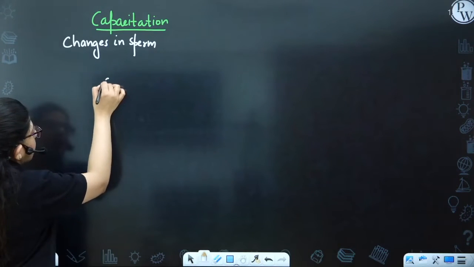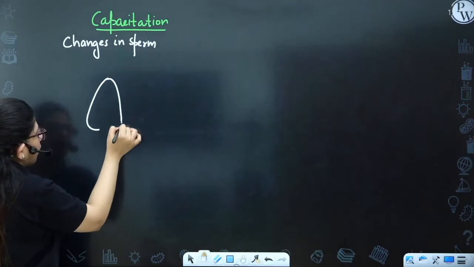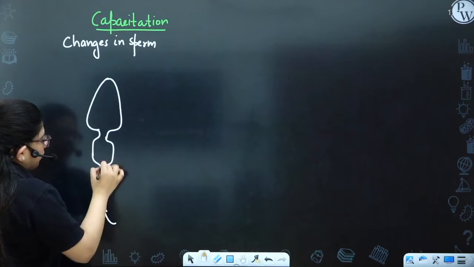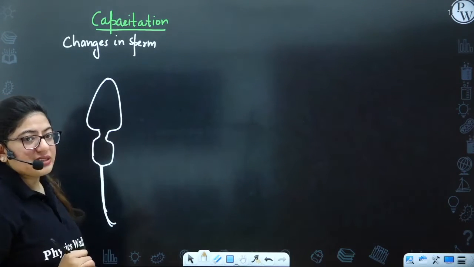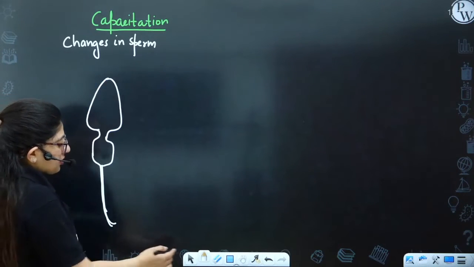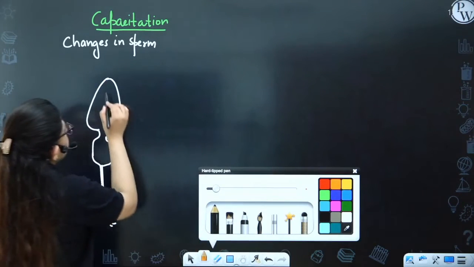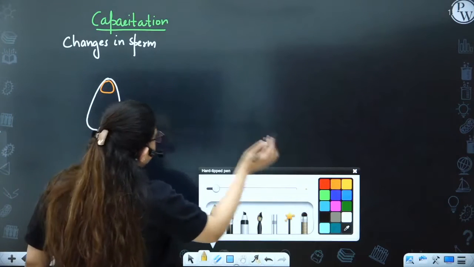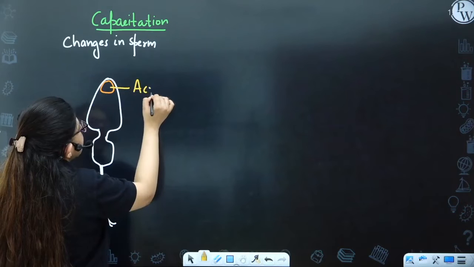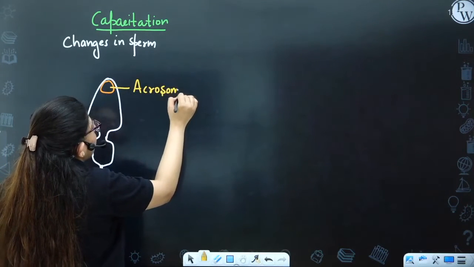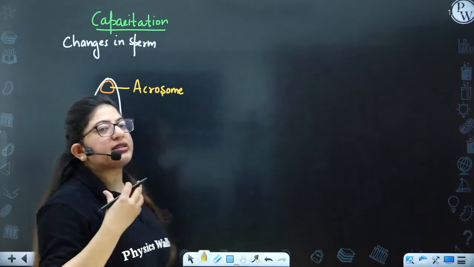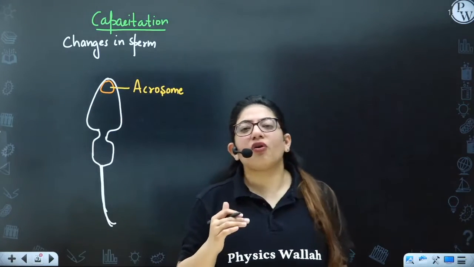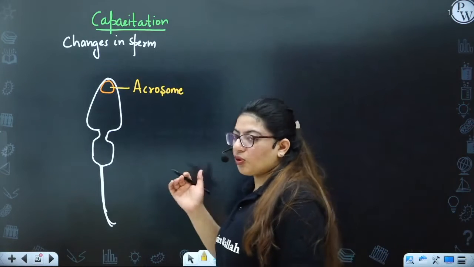As you know, this is how the sperm looks. We have drawn this already. It has this membrane, and this membrane is the plasma membrane. Beneath this is present the acrosome. And this acrosome contains a lot of proteases or enzymes, and these enzymes are important for penetrating the walls of the ovum, to go inside the ovum.